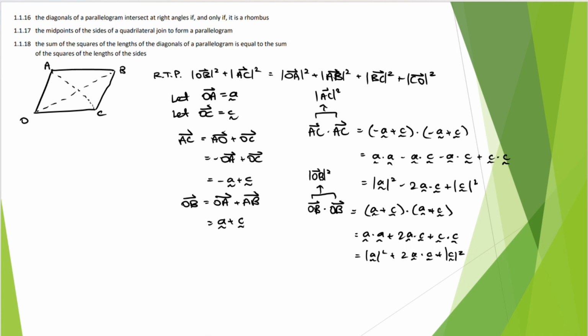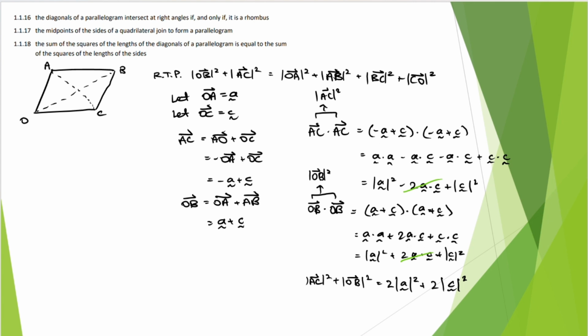And so if we add these two together, we have AC squared plus OB squared. That's going to be equal to 2 times the magnitude of A squared. And these two, the A dotted with C terms, cancel out here, and we get nothing. And then we add 2 times the magnitude of C squared.